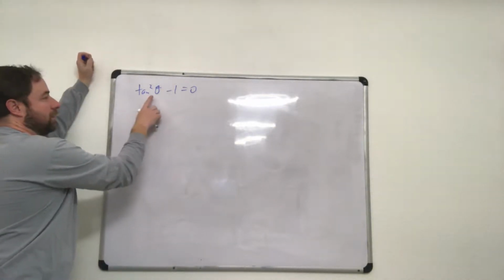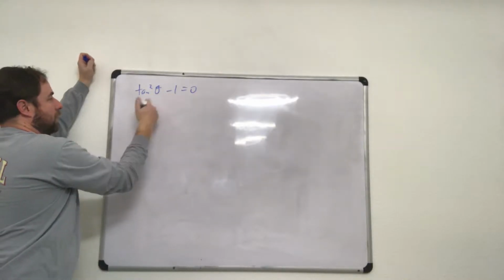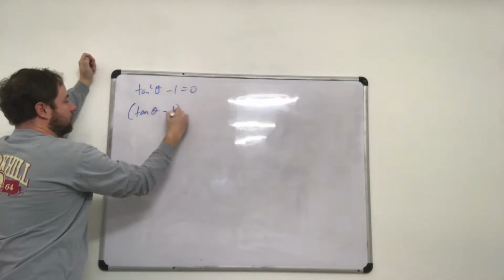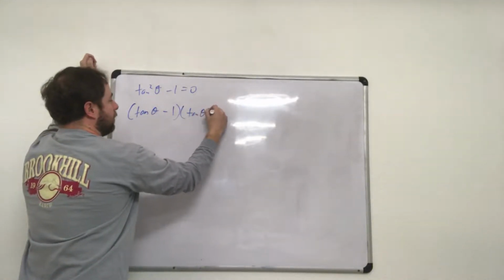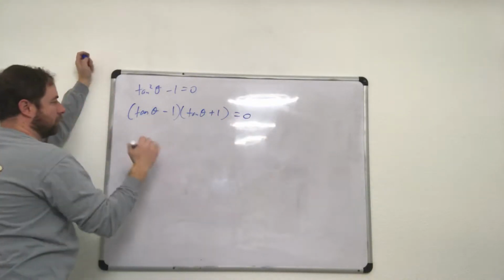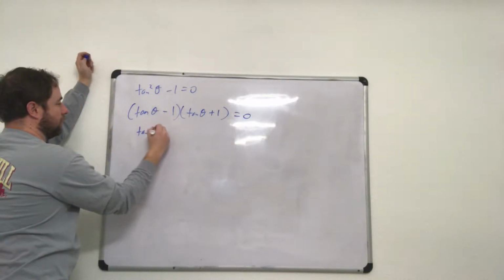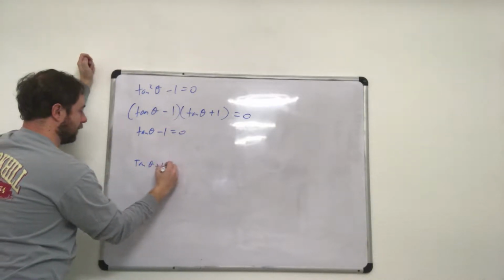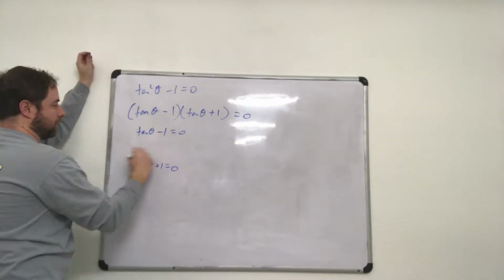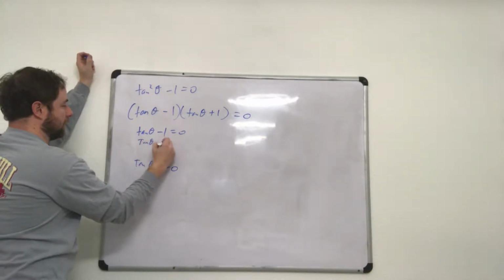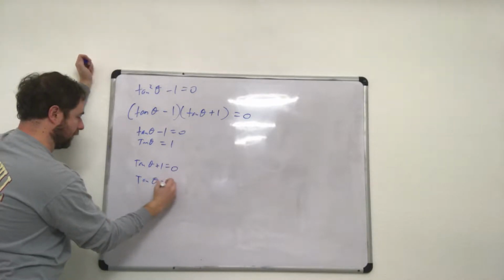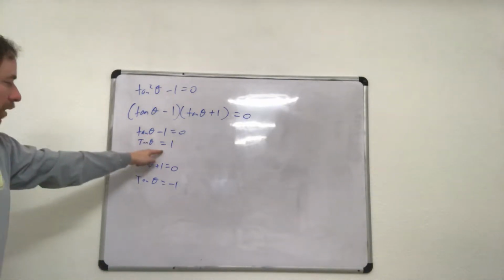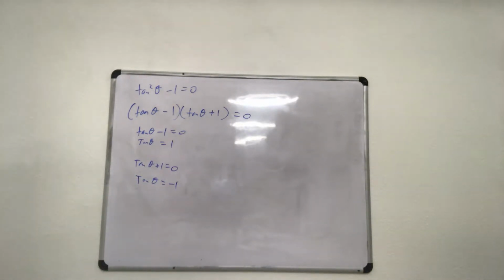What you're going to do is notice this is a difference of two squares. And so you're going to separate this into tan theta minus 1 and tan theta plus 1 equals 0. You're going to set both of them equal to 0 in order to solve for them. So you get tan theta minus 1 equals 0, tan theta plus 1 equals 0. So tan theta equals 1, and then tan theta equals negative 1. So the question is, when is tan 1 and when is tan negative 1?